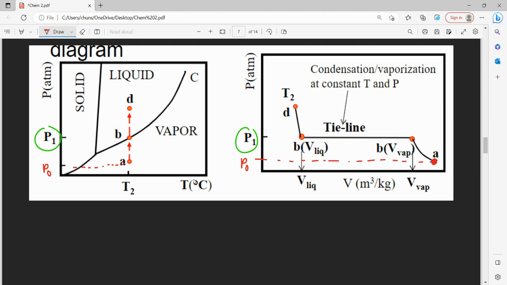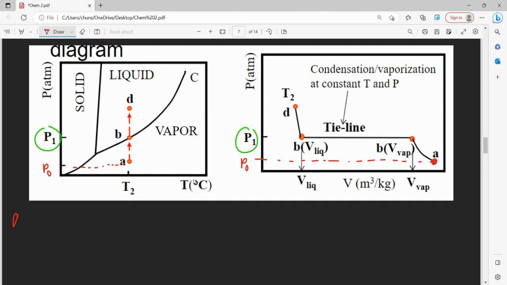And we are starting with a larger volume because at lower pressures, there is going to be more vapor present, right? So think about gas in a container. The larger we make the container, the less pressure the gas is going to be exerting. So at a lower pressure, it occupies more space.